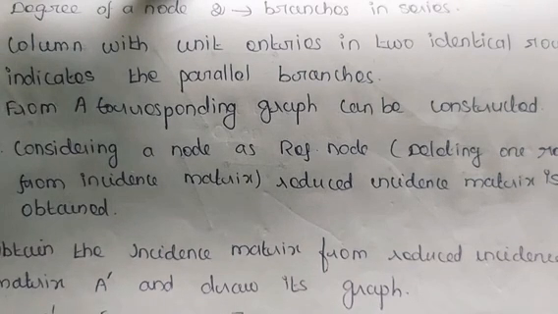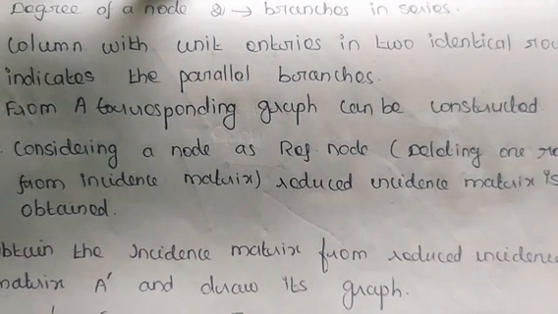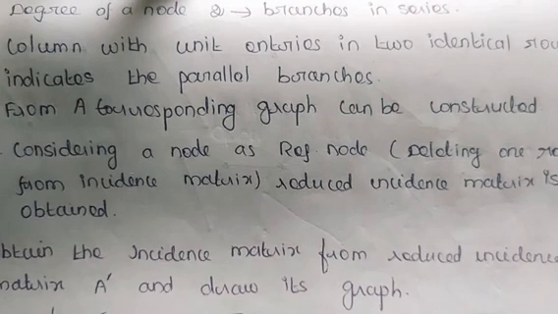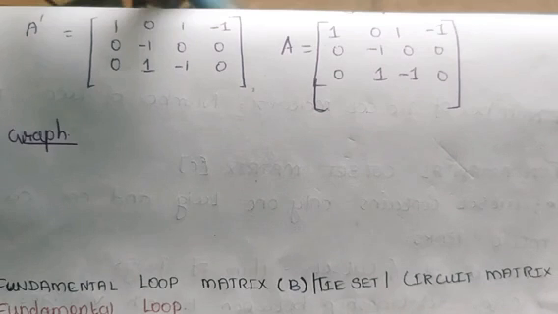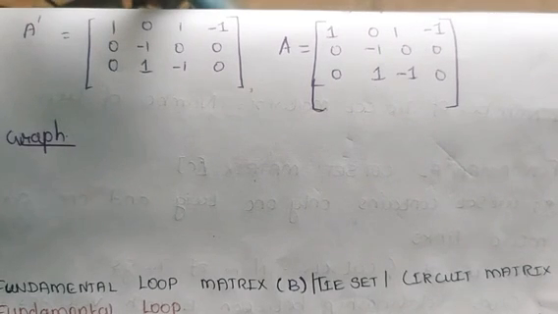If you delete a particular row from an incidence matrix, you will get a reduced incidence matrix. It will be represented by A dash. The node corresponding to the row you have deleted will be considered as the reference node. Already we have learned that column wise our incidence matrix consists of 2 non-zero entries, plus 1 and minus 1. So when you add all the elements column wise, the answer will be 0. So this property helps us to write the incidence matrix from the reduced incidence matrix.